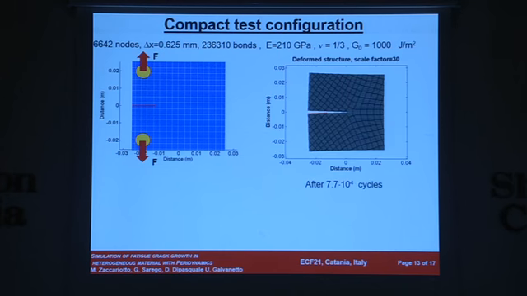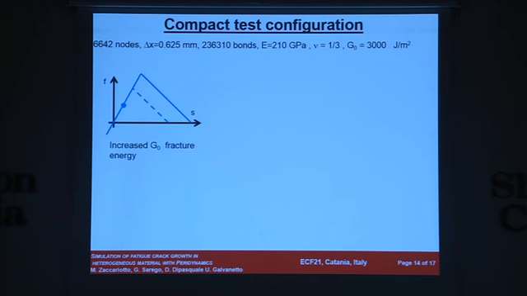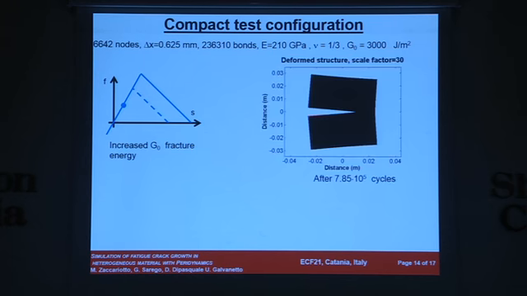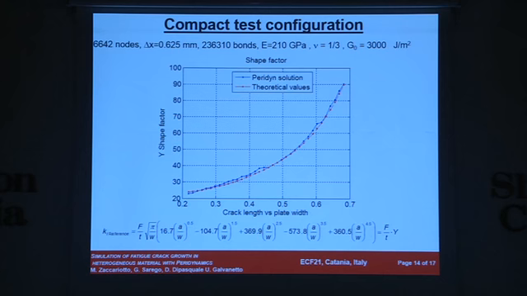Again, the crack path is reasonable. If we increase the fracture energy describing the material properties, we obtain a longer crack before reaching complete fracture. And if we redo again the comparison between the shape factor evaluated with the theoretical formula and the one obtained with peridynamics, in this case using a finer grid, we obtain a better result. So we are going in the right direction.